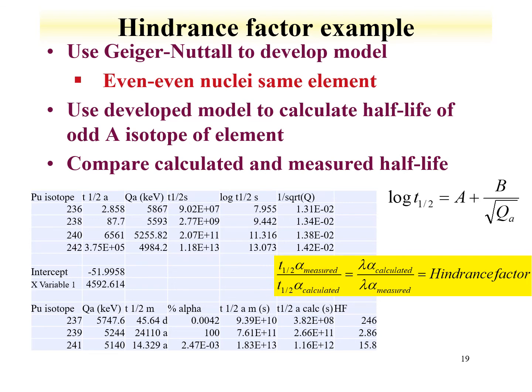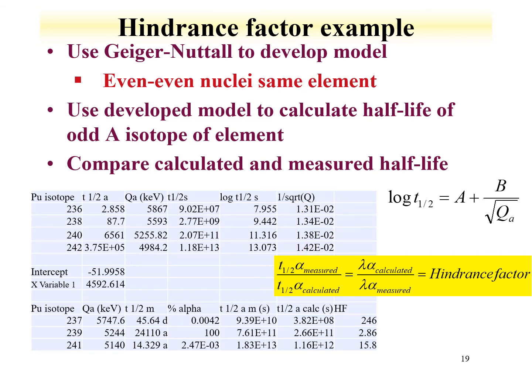Here's some data for even plutonium isotopes. Plutonium with 94 protons, so even A or even isotopes. Here you see the half-life listed, the Q value for the alpha decay in keV. The half-life is converted from years to seconds. The log of the half-life is taken. The inverse of the square root of the Q value is provided here.